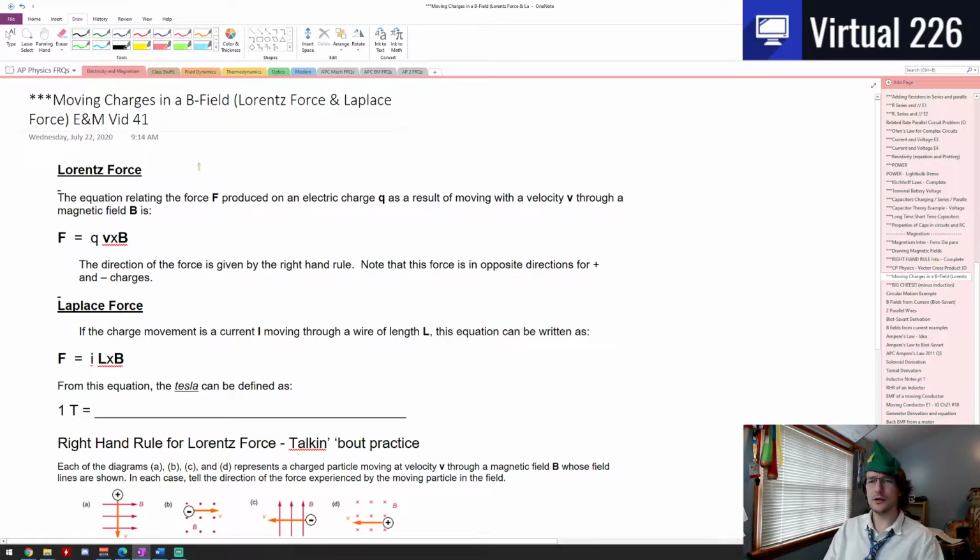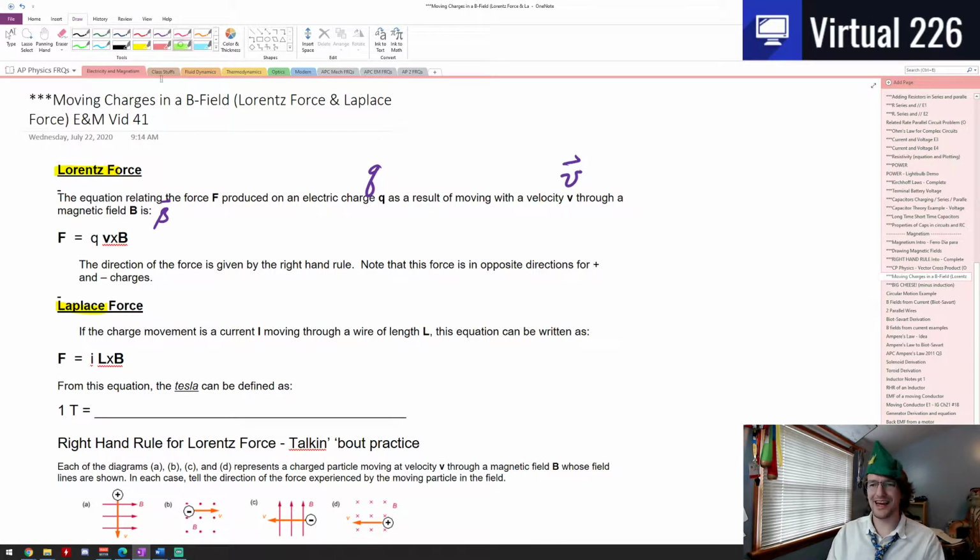Hey, we're here looking at how moving charges are affected by a B field and how they feel forces from them. So we're going to look at Lorentz forces and Laplace forces here. Now, for a Lorentz force, this is if we have an electric charge, something like Q, and it's moving with a velocity v through a B field, a magnetic field. And we write that as F equals Q V x B.